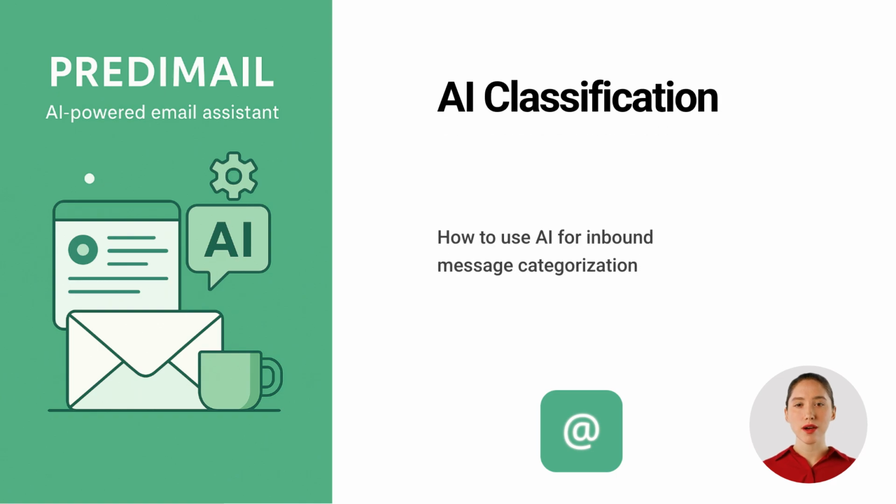In this video, I will show you how to use Predimail AI to classify your inbound messages. Depending on your mailbox, the classification will result in a folder under Inbox or a label. If you're using Outlook or SMTP, it will be a folder or a category. If you're using Gmail, it will be a label.